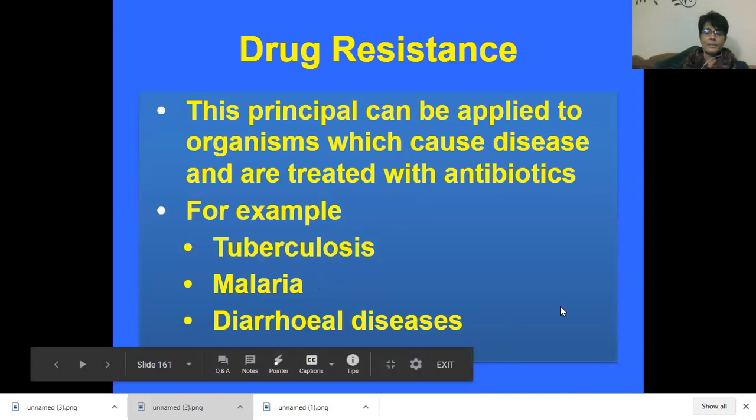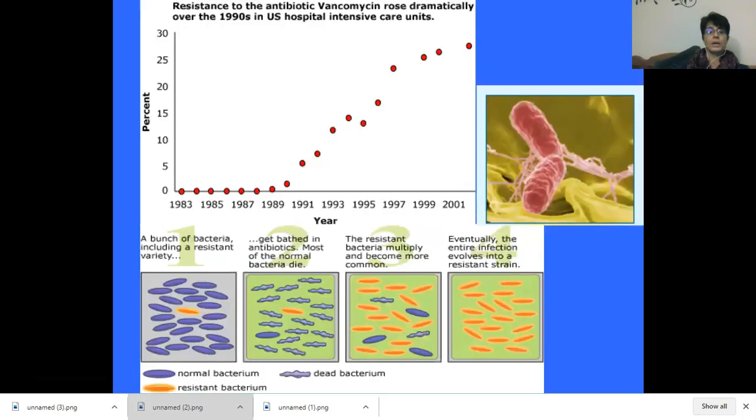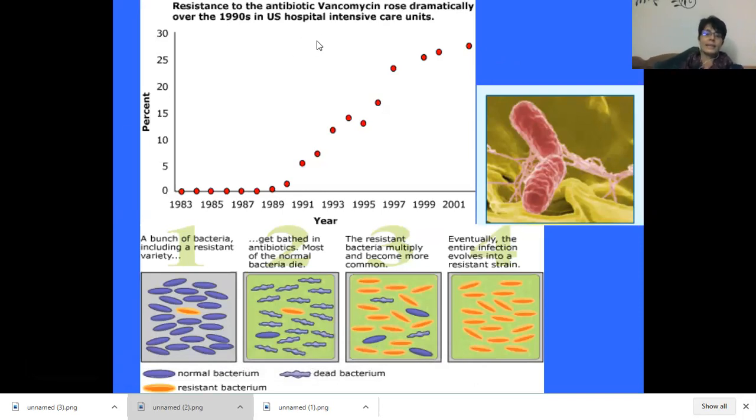All right, so tuberculosis, malaria, and various types of diseases causing diarrhea are often diseases where the microorganisms that cause them have developed drug resistance, antibiotic resistance, which is a huge problem. All right, so vancomycin, another antibiotic, was used in the 1990s in United States hospital intensive care units, where people actually went into hospital and got so sick that they died from this super bug that they caught, and not what was actually wrong with them in the first place. They might have gone in for an operation and ended up with the super bug and not survived.